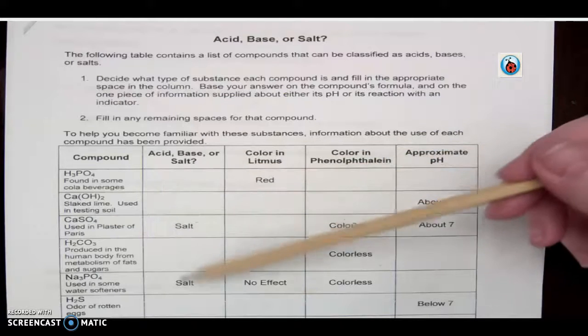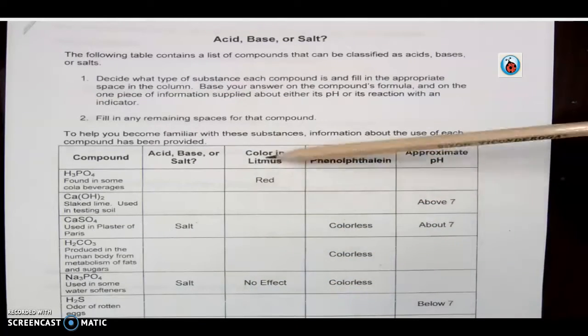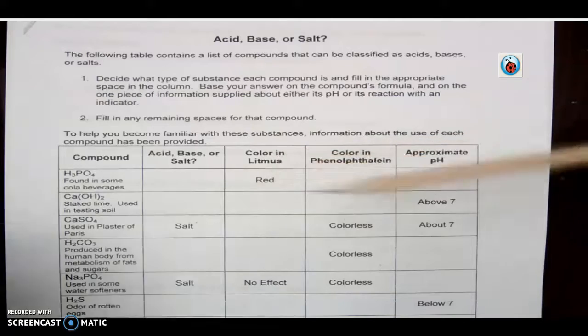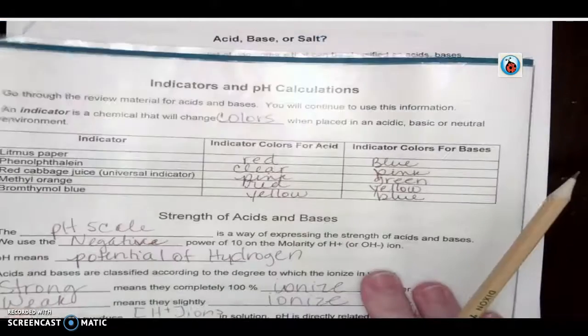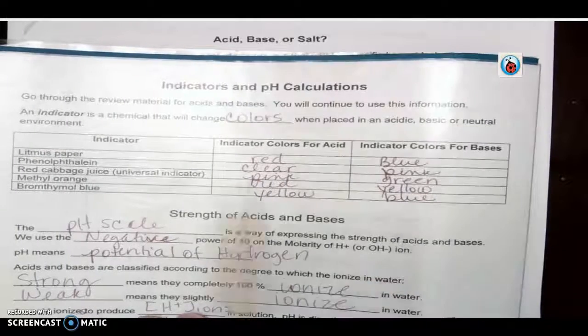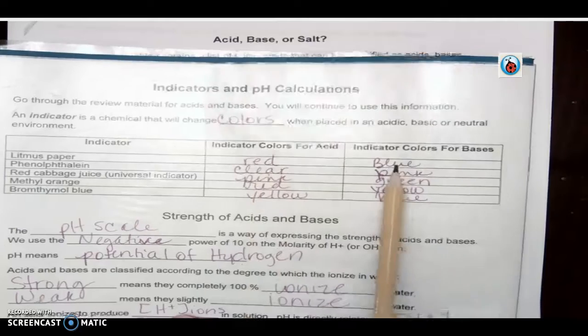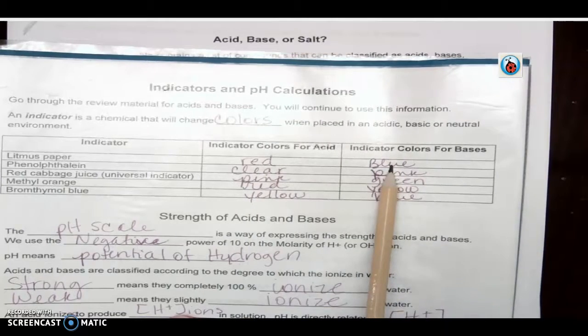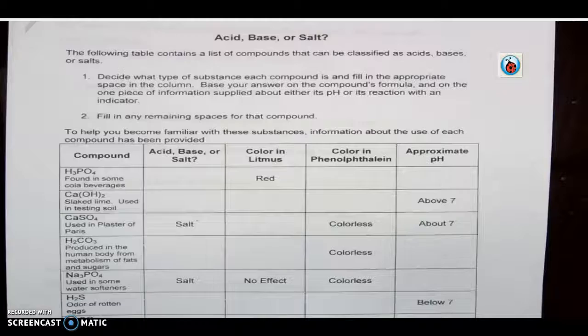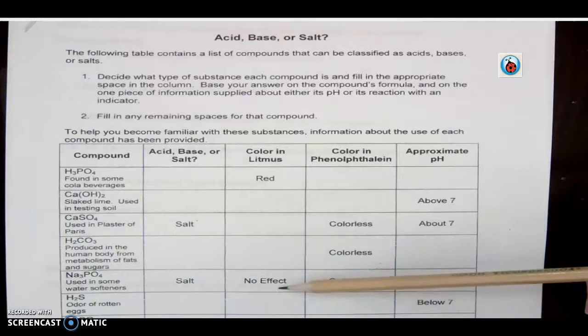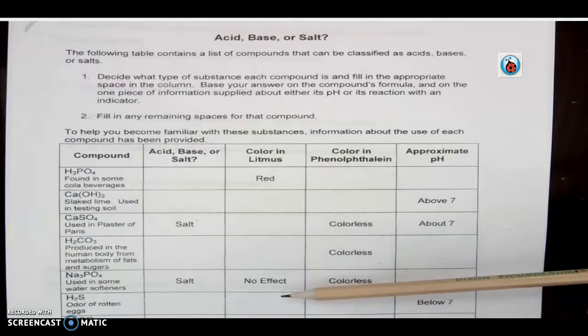Okay, so fill in this column first. Color in litmus. Well, we already know the color in litmus because we took notes on it. All right, litmus paper turns red in an acid, blue in a base. All right, in a salt, we would have no effect.